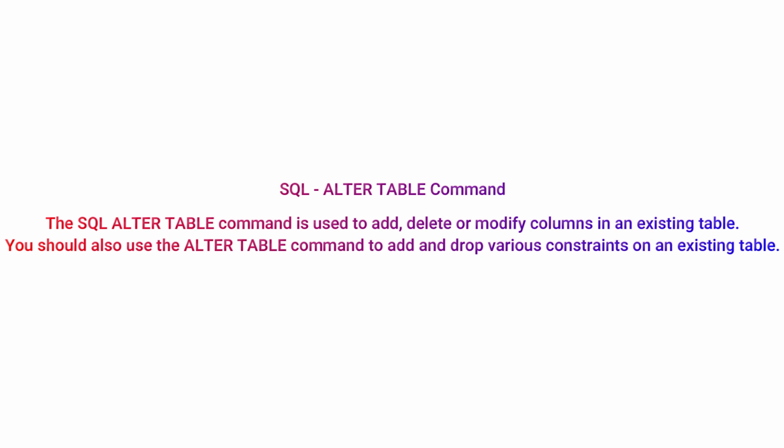The alter table command is used to add, delete, and modify columns in an existing database table. It can also be used to add or drop various constraints in the existing table. So you can use this command to manipulate the table or constraints from your database. Now we are going to check the syntax of this command. So let's go forward.